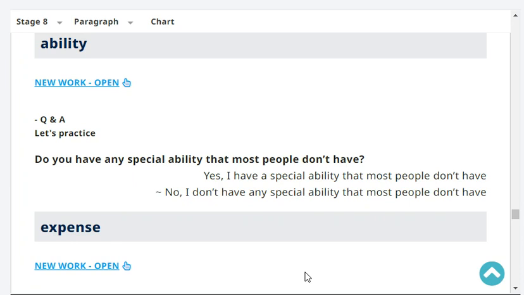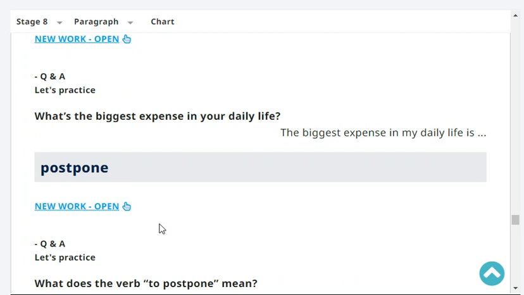Do you have any special ability that most people don't have? Yes or no? No, I don't have any special ability that most people don't have. Very good.